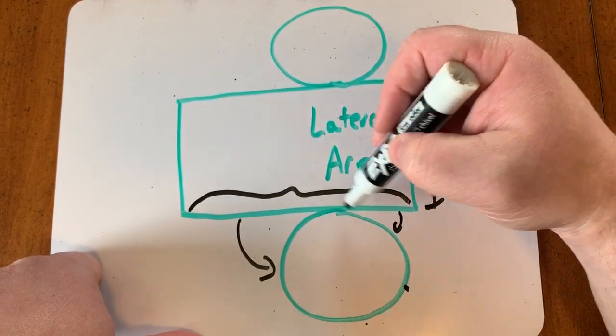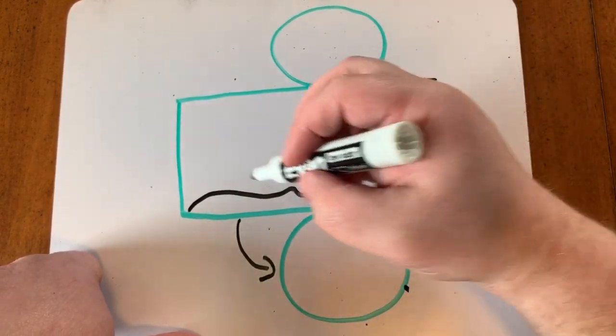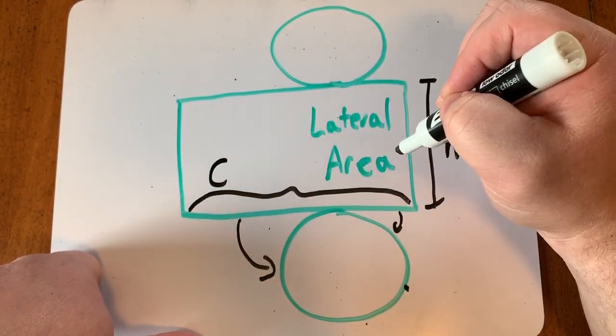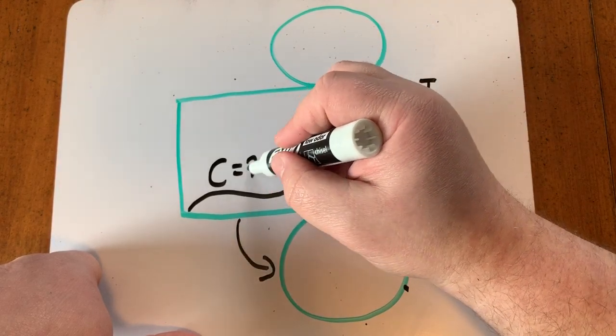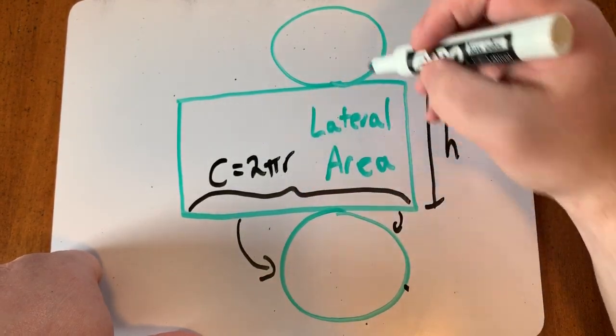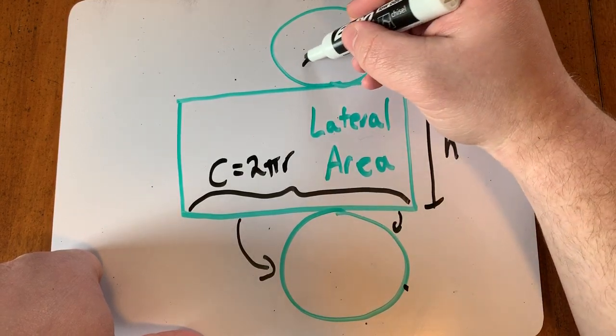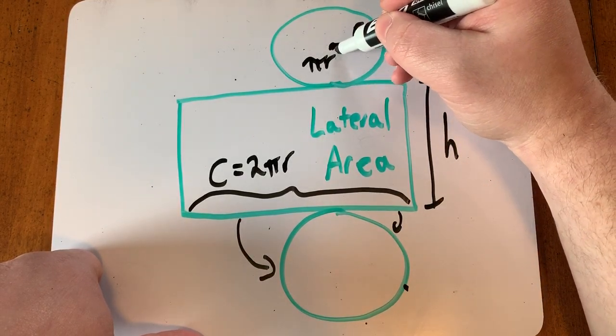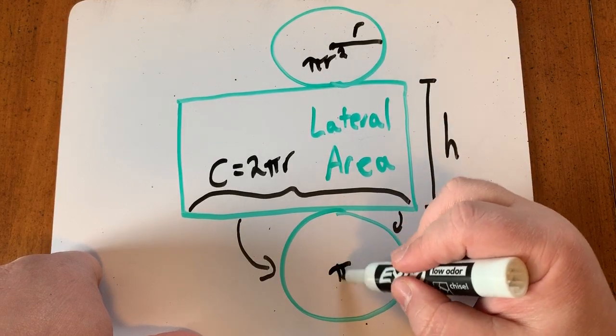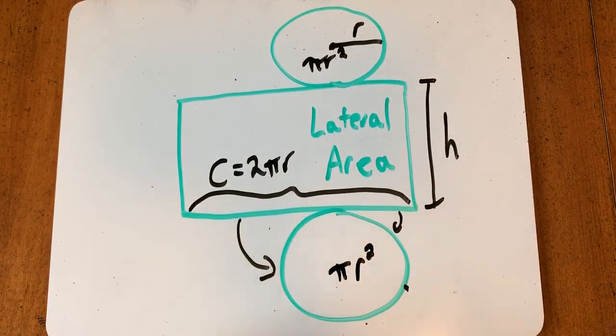So this is the distance around the circle. It's the circumference of the base, 2 pi r. And this is pi r squared. This is pi r squared.